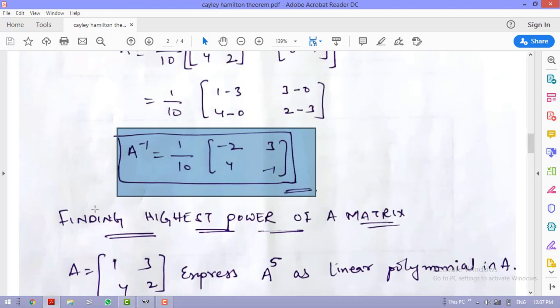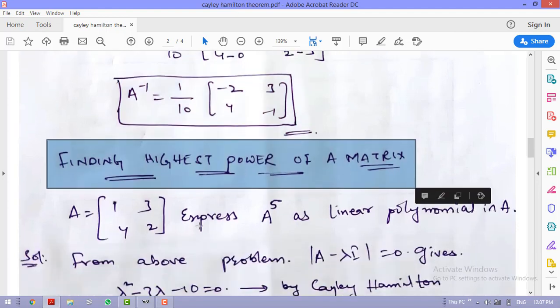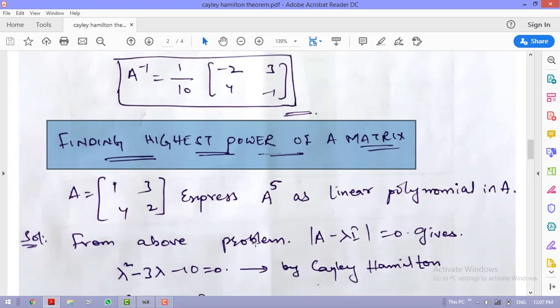So now let us see how we can find the highest power of a matrix. Even this, let us see by a quick example. Let A equal to the same matrix that I am using over here, 1, 3, 4 and 2. Express A power 5 as a linear polynomial in A.